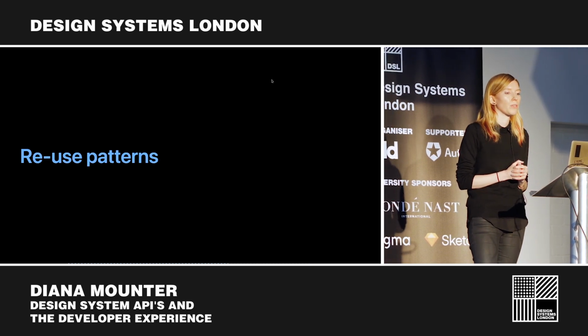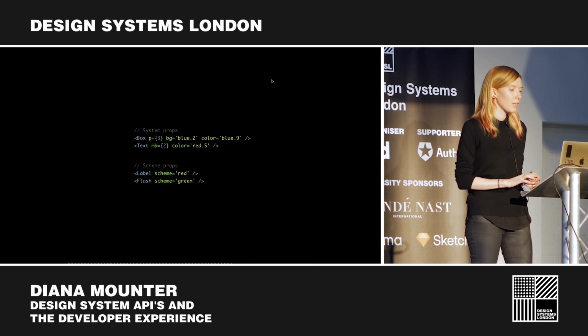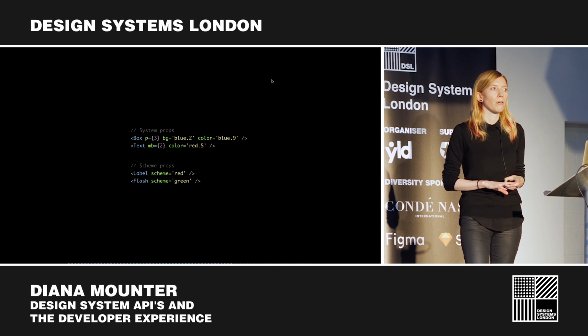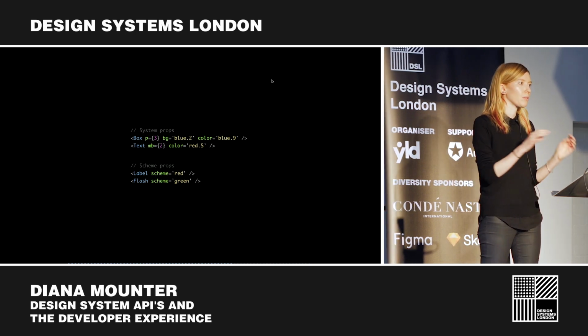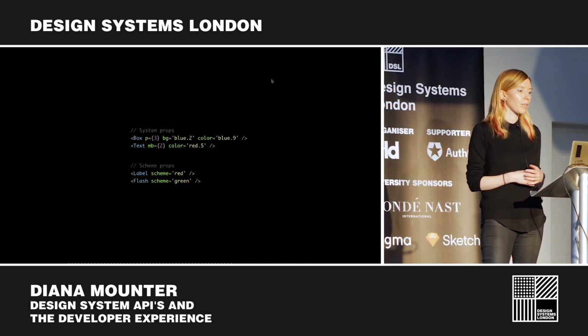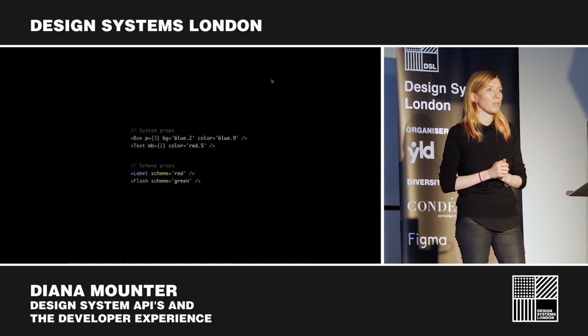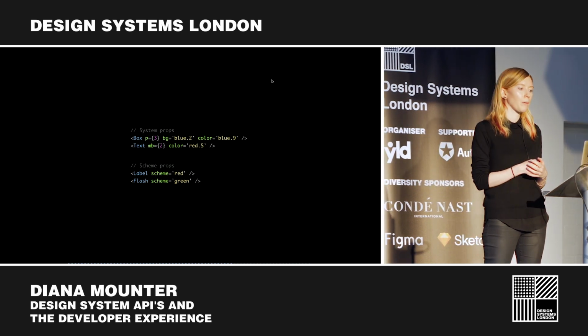One of the other things that's nice about system props is reusing those patterns. So if someone uses system props on one component and they go to another component that has them, they know how they work. They learn that really quickly. And then we also do something similar for what we call scheme props, which are our component-specific props.